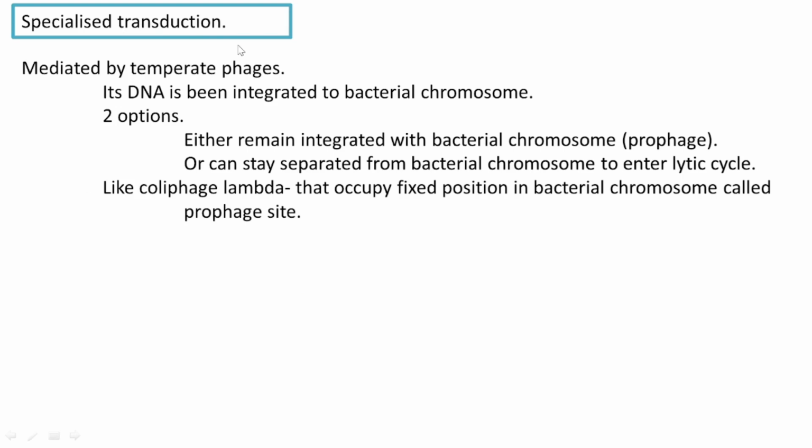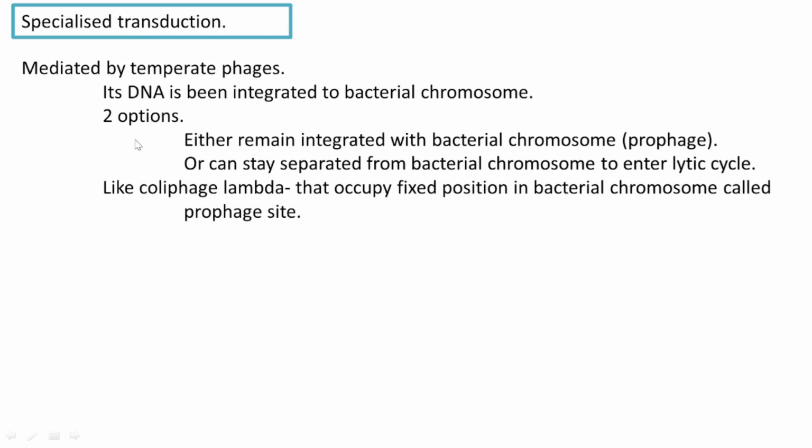Specialized transduction, we already know that it is mediated by temperate phages. Temperate phages are those phages whose DNA first establishes a symbiotic relationship with the host cell. When conditions become favorable, it exits from the bacterial chromosome and enters a lytic cycle. Such types of phages are called temperate phages.